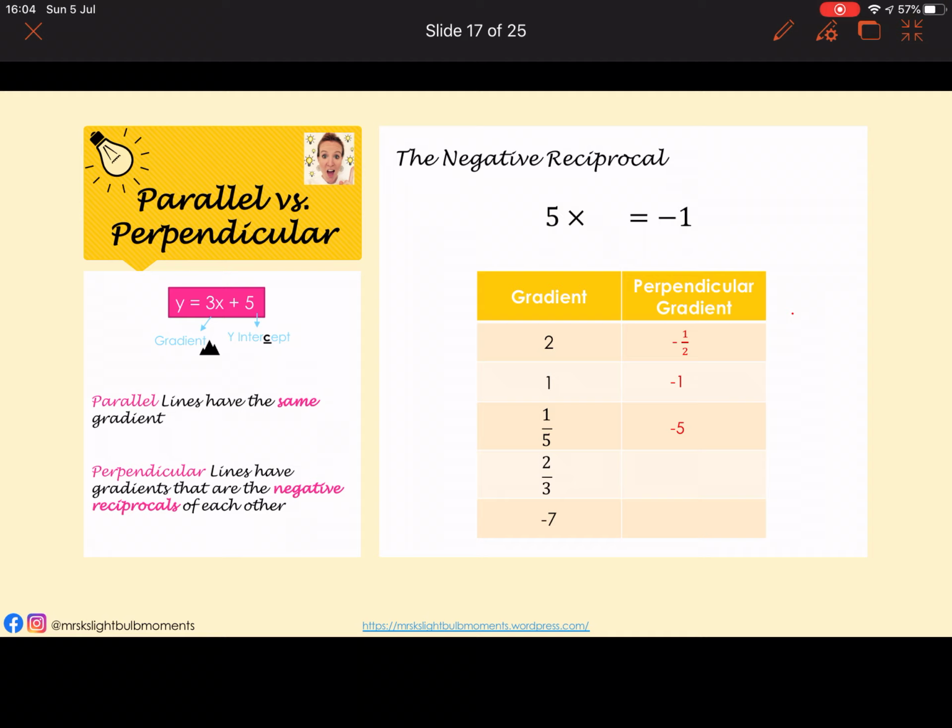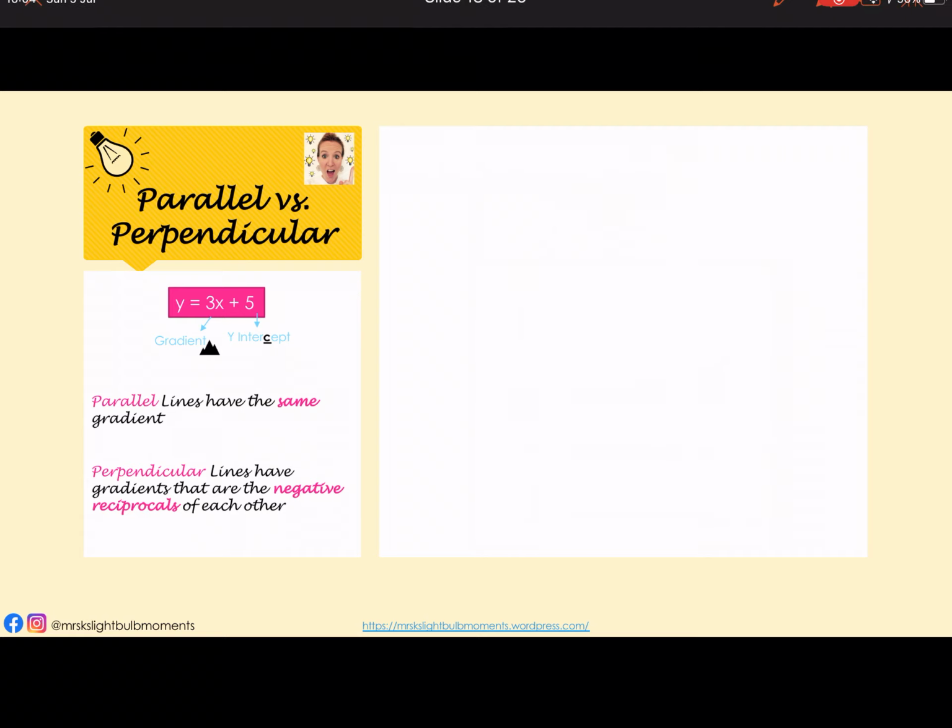2/3, because it was positive, we know it's going to be negative. And flip the fraction, it's -3 over 2. Last one was negative, we know our answer is going to be positive. It was -7 or -7 over 1. So when we flip it, it's going to be 1 over 7. Okay, so whether you understand the meaning behind that or whether at this stage you want that quick trick, I hope that's helped you be a bit more confident with parallel versus perpendicular.